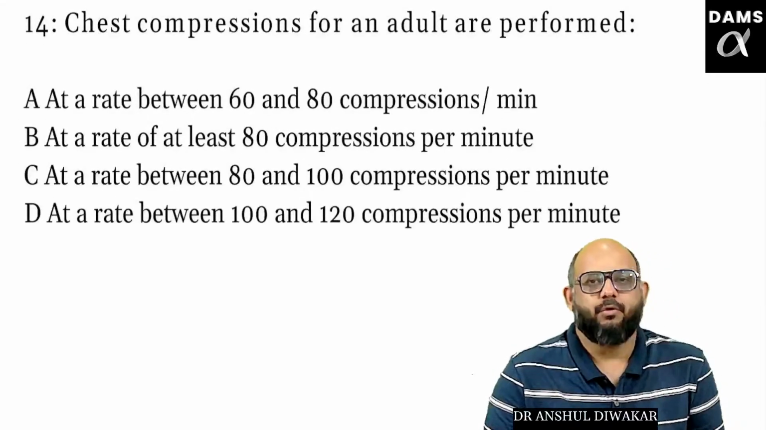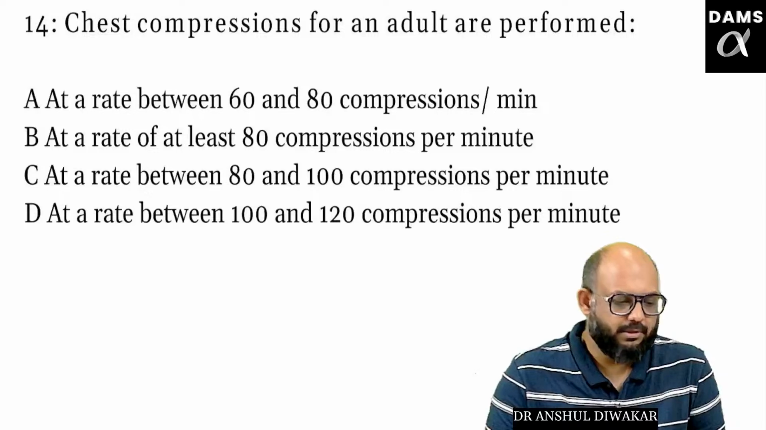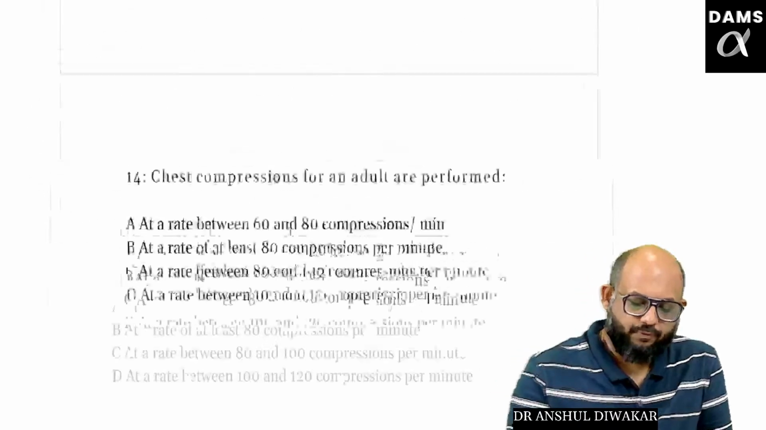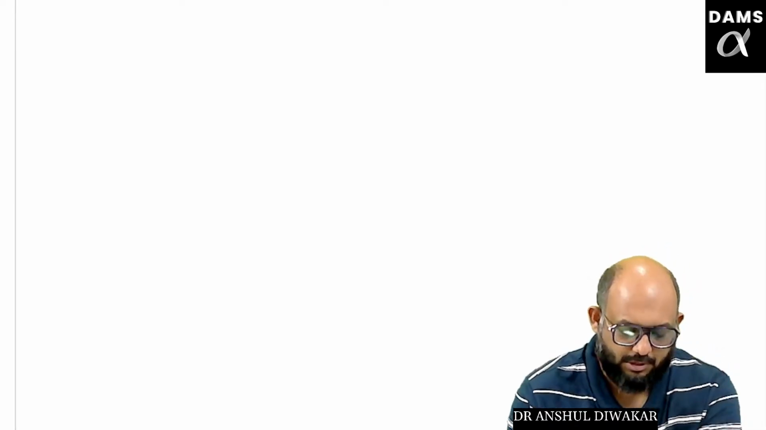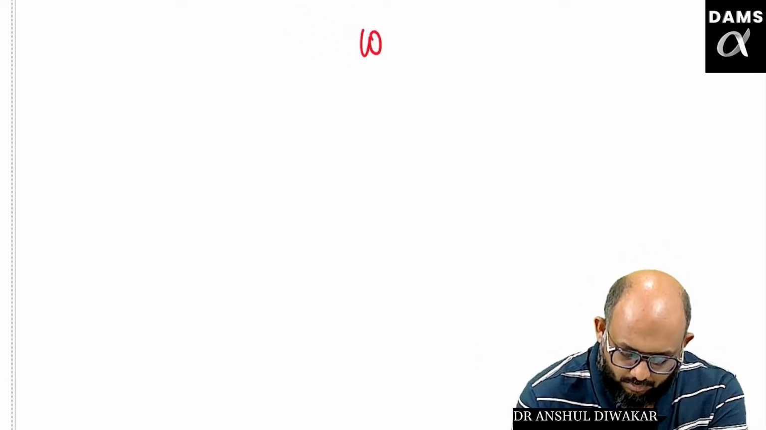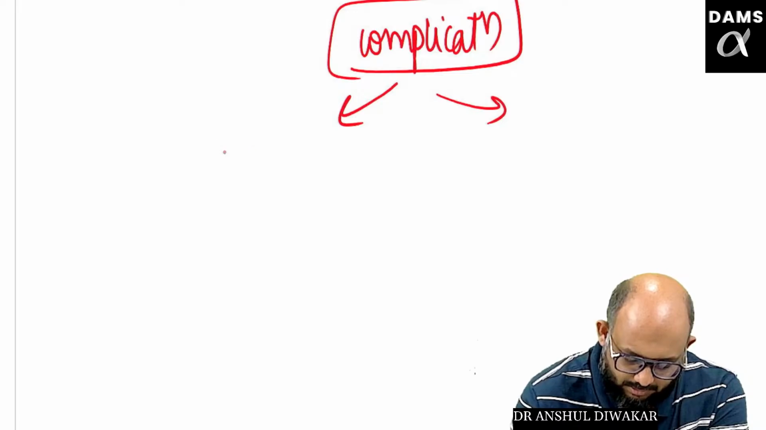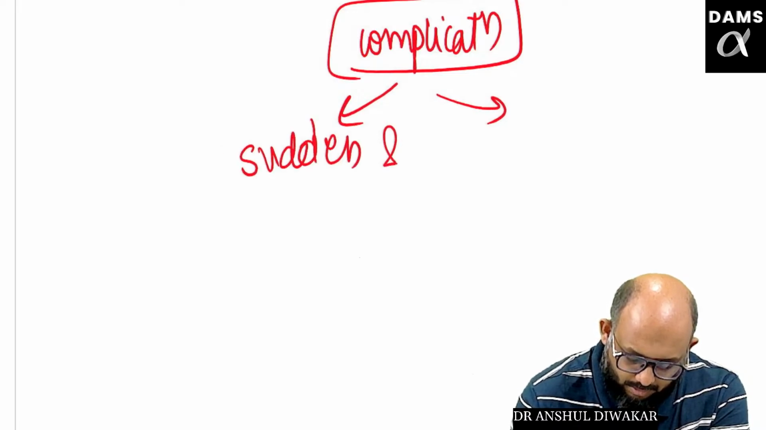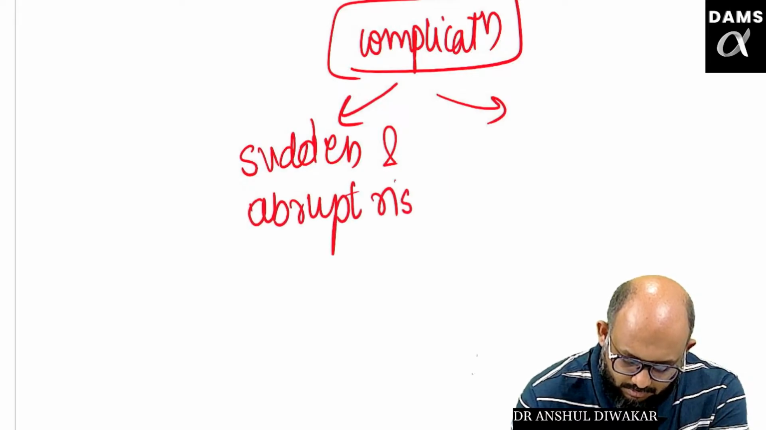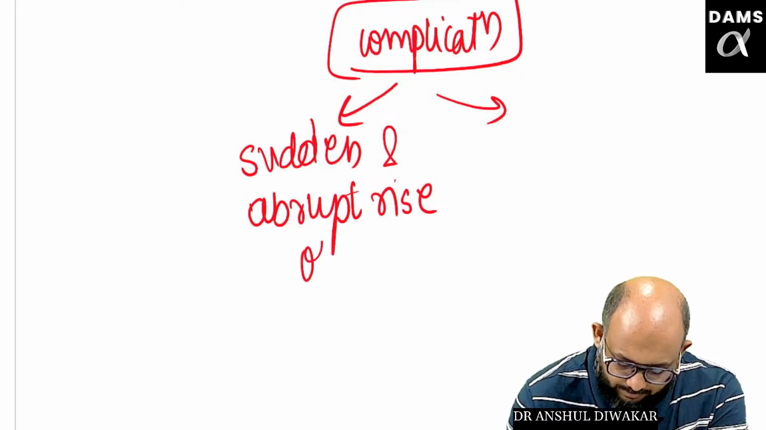Question number 14. Chest compressions for an adult. Yeah, so if you want to see two complications in terms of EtCO2, tell me complications in terms of EtCO2. Sudden and abrupt rise of EtCO2.